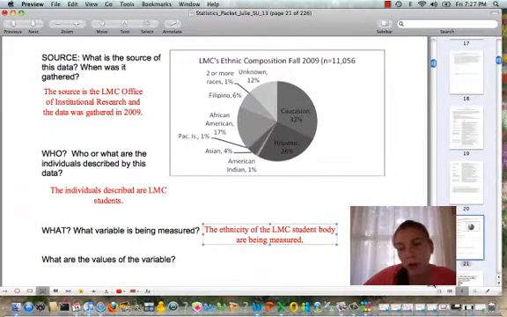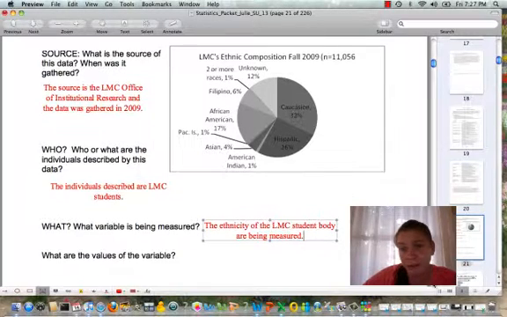And then the values are what types of numbers or other categories the variables take on. In this case, the values that they take on are the different ethnicities. So you have the choices of Hispanic, Caucasian, unknown or declined to state, 2 or more races, Filipino, African American, Pacific Islander, Asian, American Indian.